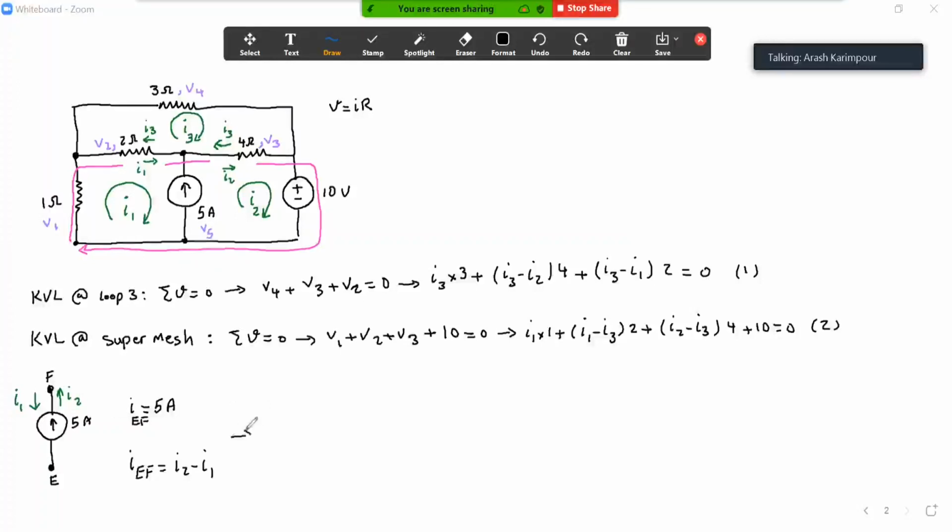Therefore I can go ahead and say that these two should be equal. So I2 minus I1 should come out as 5. And then there you have your third equation. So I have one equation here, the second equation here, and the third equation here, and then I can use these three equations to solve for I1, I2, and I3.